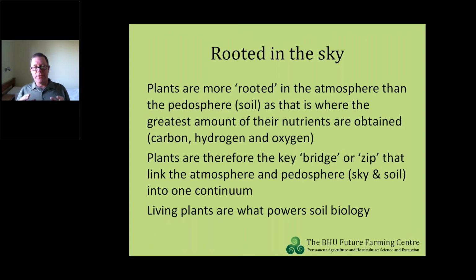Plants consist mostly of carbon, oxygen, and hydrogen. They're about 90% carbon, oxygen, and hydrogen, and they get those nutrients from the atmosphere. We don't often think of them as nutrients because they come from the atmosphere for free. So for me, plants are actually more rooted in the atmosphere, because that's where they get the majority of their nutrients, than they are rooted in the soil. So they join the sky and the soil together, and they power soil biology. So it is living plants. If we want to maximize soil biology, we need living plants to do that.